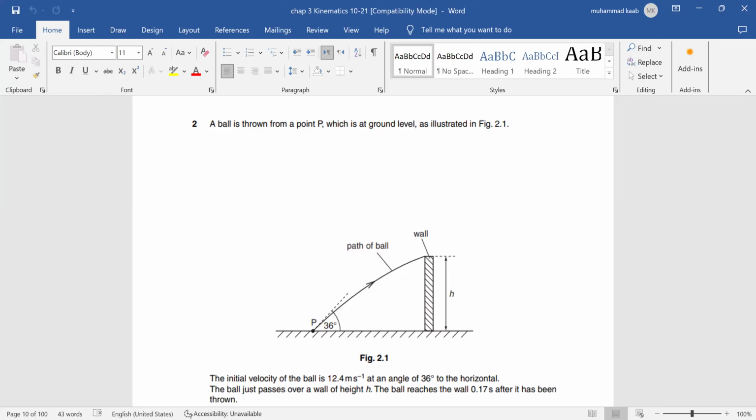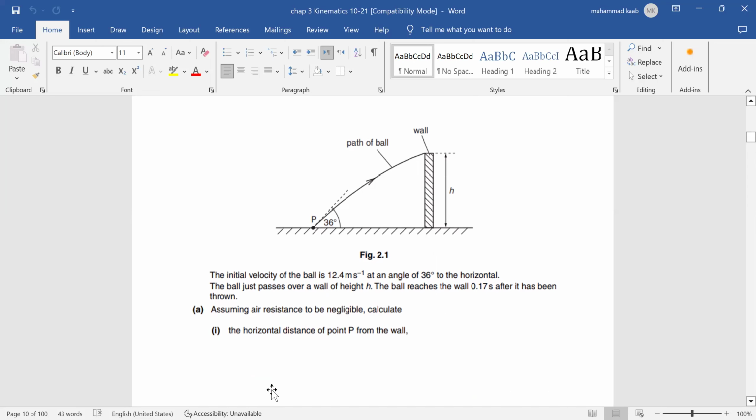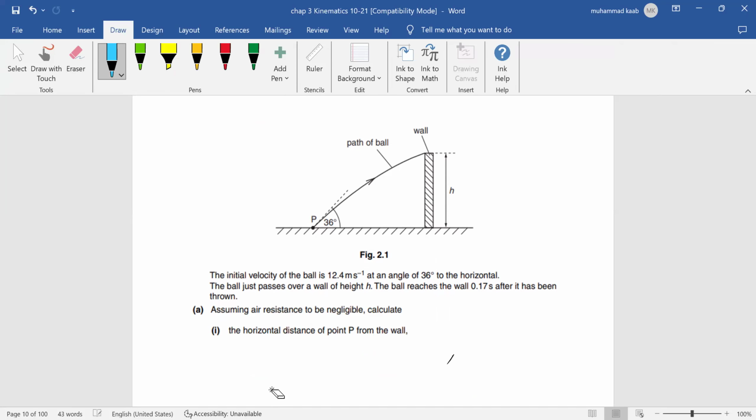A ball is thrown from a point P, which is at ground level, as illustrated in Figure 2.1. The initial velocity of the ball is 12.4 meters per second at an angle of 36 degrees to the horizontal. The ball just passes over a wall of height h. The ball reaches the wall 0.17 seconds after it has been thrown. Assuming air resistance to be negligible, calculate the horizontal distance of point P from the wall.